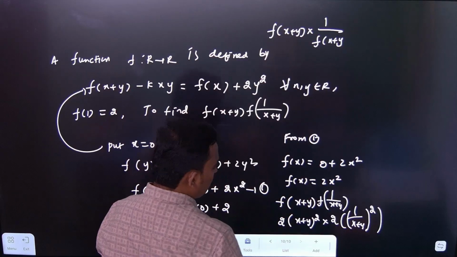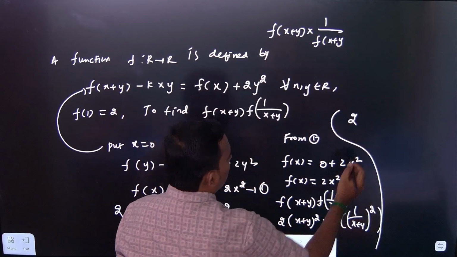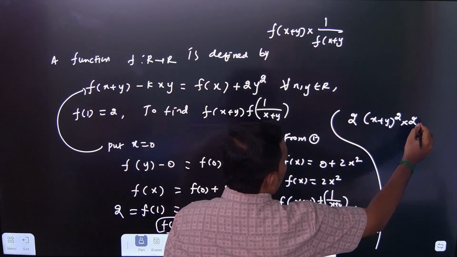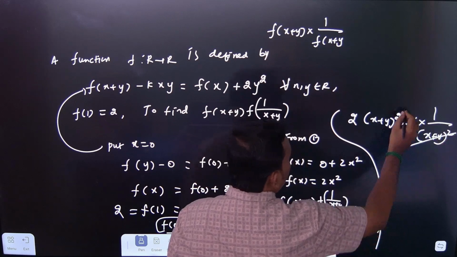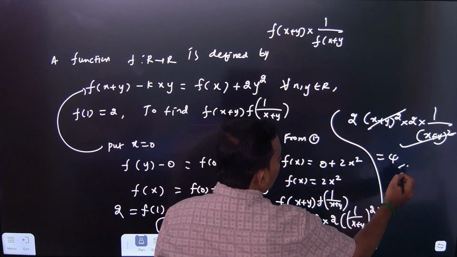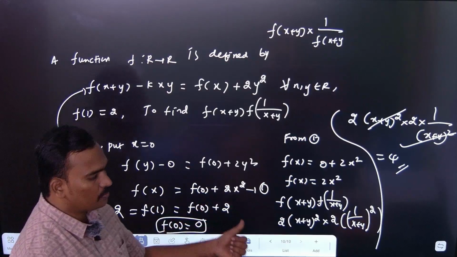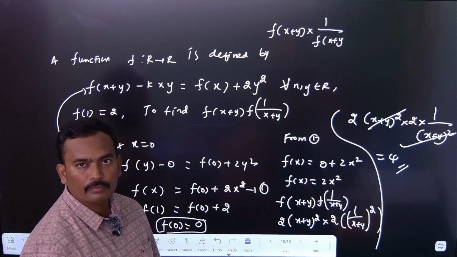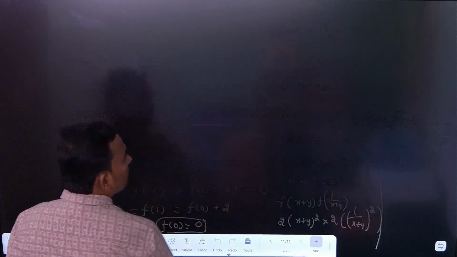Then what will we get? You can see here 2 into x plus y whole square into 2 into 1 by x plus y whole square. This will be cancelled. 2 into 2 is 4, which is your answer. I hope everyone understands. f of x plus y into f of 1 by x plus y is equal to 4. Clear? We'll go for the next question quickly.